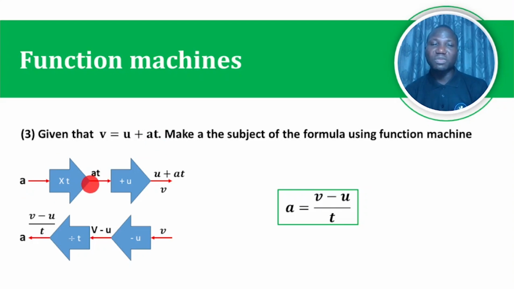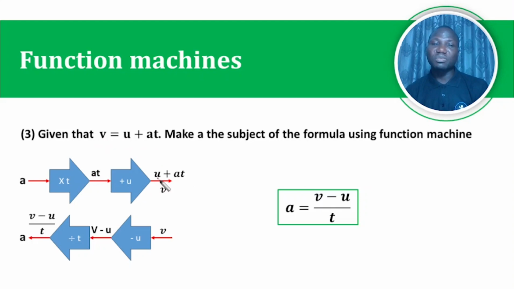Therefore what will come out of this machine is at. So at comes out of this machine. Now this is the at. We now observe again that the at was added to u. That means that the function of this second machine is to add u to the at that is coming into it. Therefore, finally what will come out of this machine will be u plus at, which is our v. v equals u plus at.